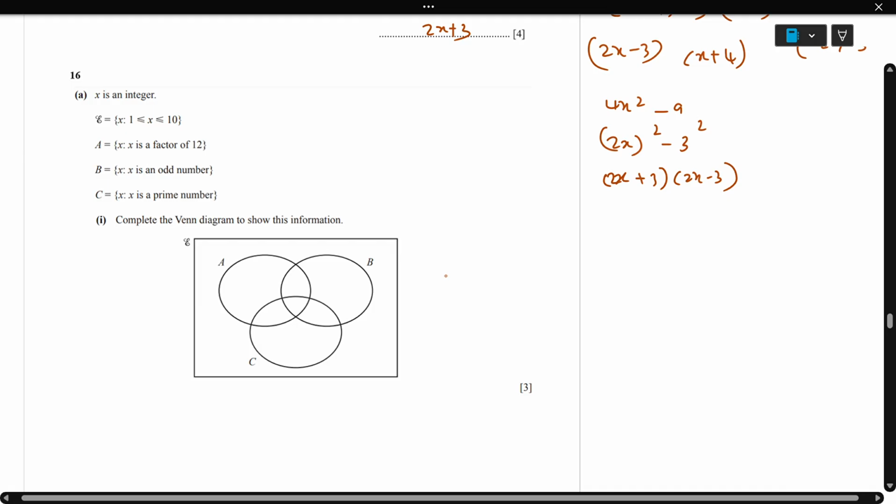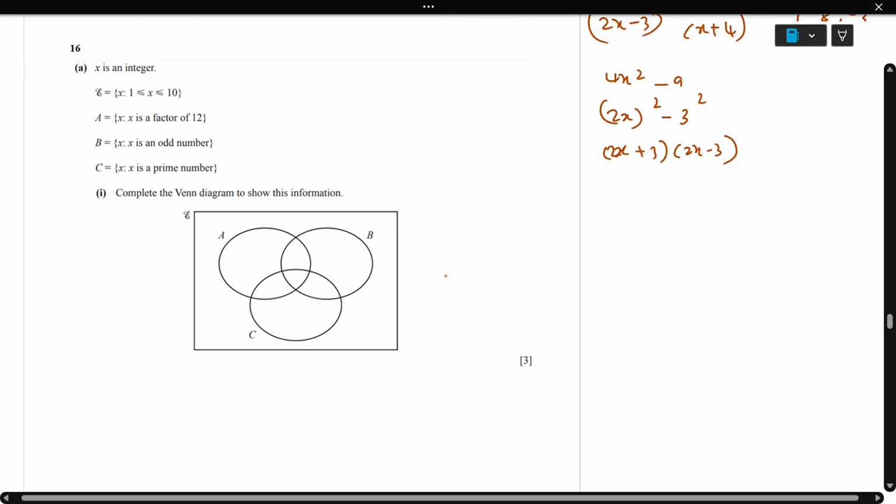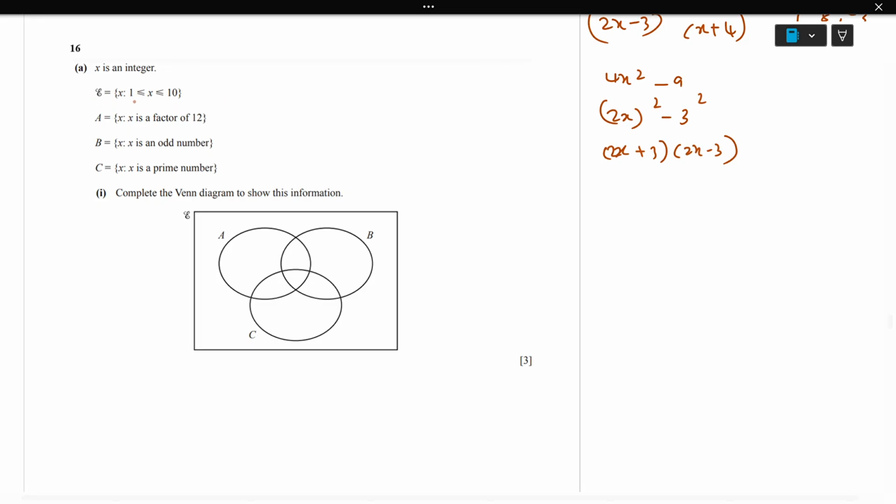Next question 16. x is an integer, so this is the whole set. The whole set is going to be 1 to 10. So this set belongs to 1, 2, 3 until 10. This is the main set. The numbers should be in the main set. We cannot choose from anything other than that.